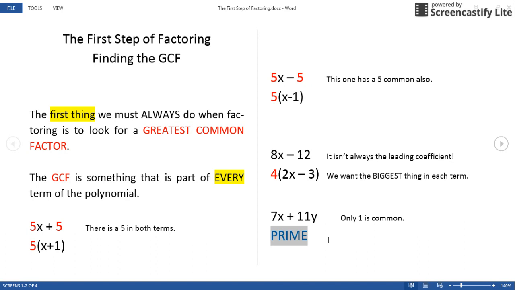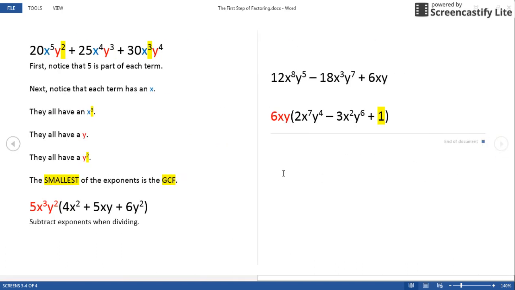Well, all of our problems so far have just had two terms, binomials, but our problems could get bigger than that and have more variables involved as well. For the next one, first, let's look at the coefficients and see what number goes into each of them. 20, 25, and 30 can all be divided by 5. So since 5 is part of each of these terms, I know that 5 will be part of my greatest common factor. Next, let's look at the x's. Notice that each term has an x as part of it. They, in fact, all have an x cubed that's part of them, but they don't all have an x to the fourth. They don't all have an x to the fifth. So looks like x cubed is the most we can take out for the x's.